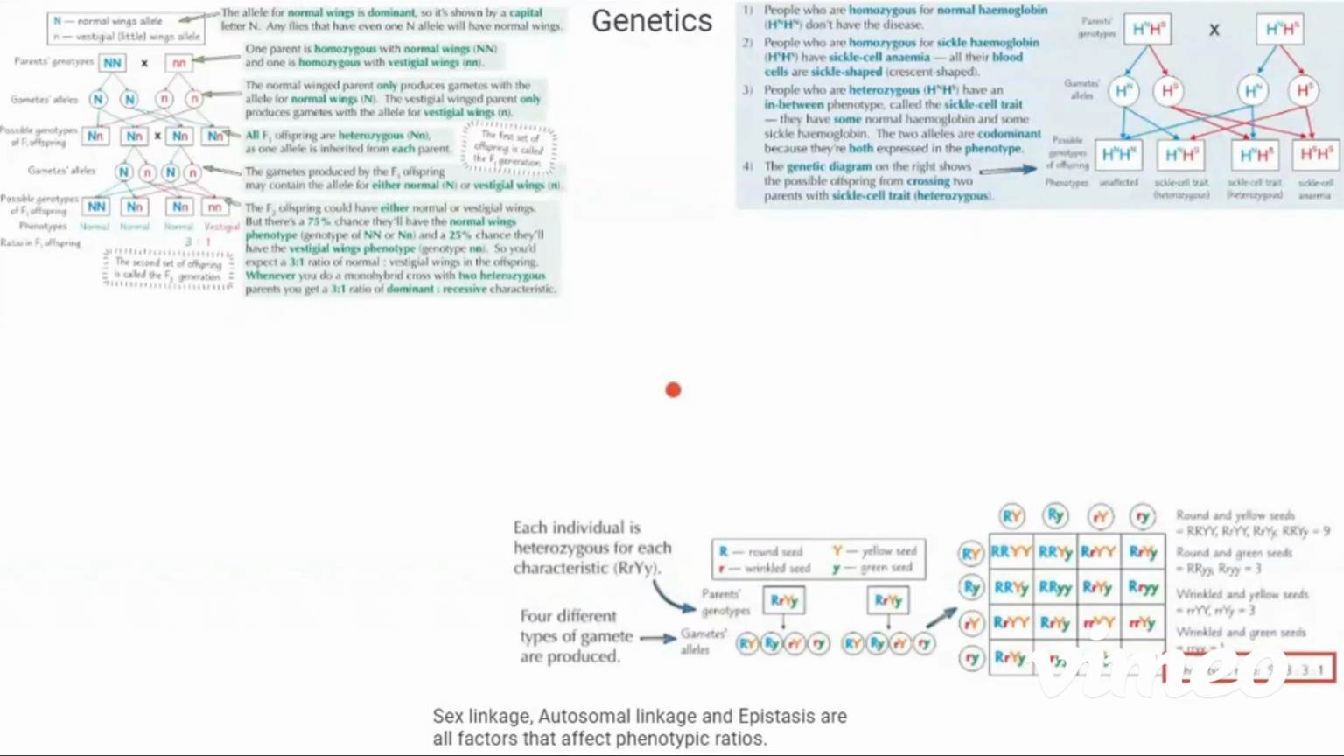An epistatic gene is one which masks the effect of another gene. Epistatic genes can have dominant or recessive alleles. You need two recessive alleles in order to mask another gene. You only need at least one dominant allele in order to mask another gene.